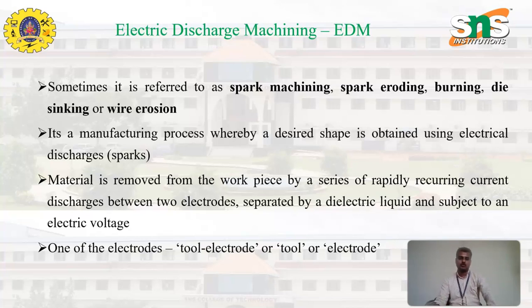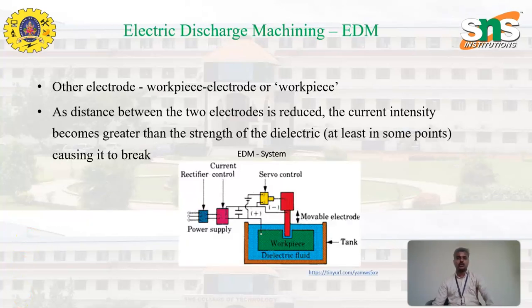between the two electrodes. One of the electrodes is the tool electrode and the other is the workpiece electrode. When the distance between the two electrodes is reduced, the current intensity becomes greater than the strength of the dielectric, which causes it to break down.